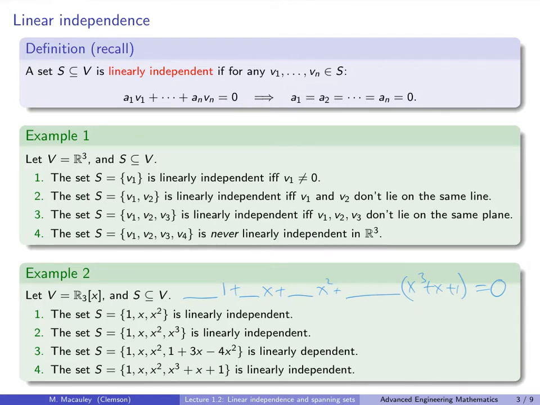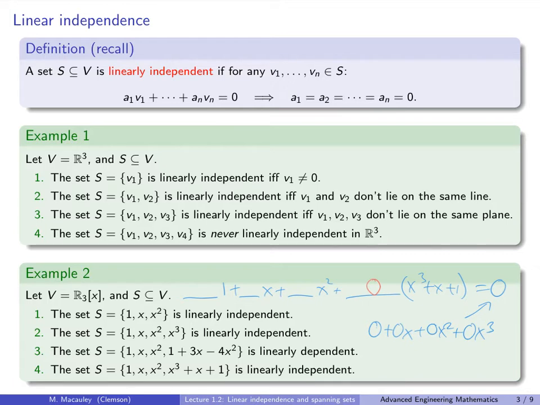And remember, what is 0? 0 is 0 plus 0x plus 0x squared plus 0x cubed. So we are looking for things to put in these blanks so the coefficients are always 0. So notice, because we have a 0x cubed here, and we only have an x cubed here, that this coefficient has to be 0. So that is forced, because we need the x cubed coefficient to be 0.